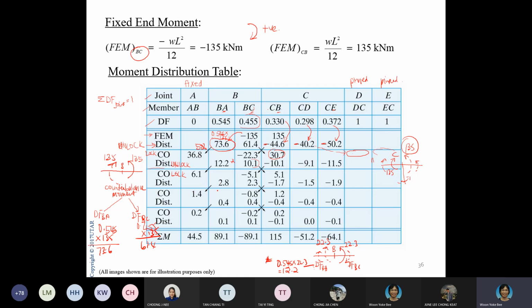So you lock, unlock again, you get another unbalanced moment here: 1.4, 0.8, 1.2. To you, maybe it's still big. Then we try again, another round. Once you do another round, you get 0.2, 0.2, 0.2 like that. And if you still want to do another round, that's okay. Just do another round and see what happens.